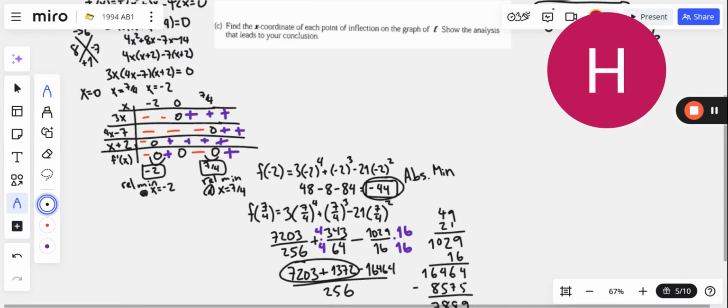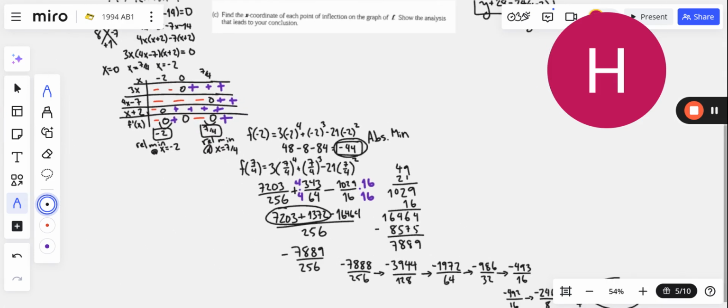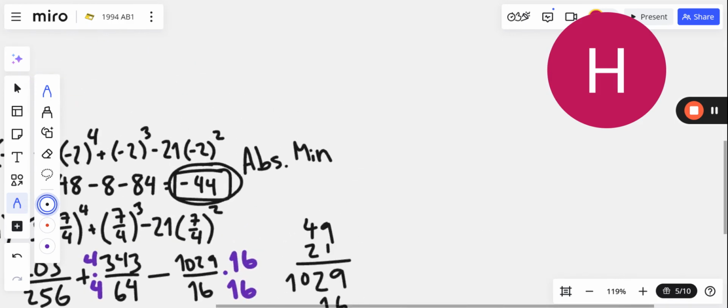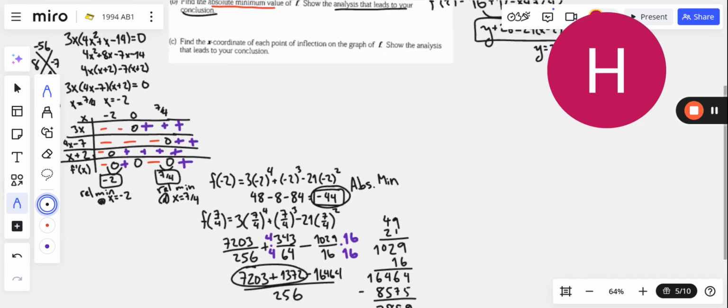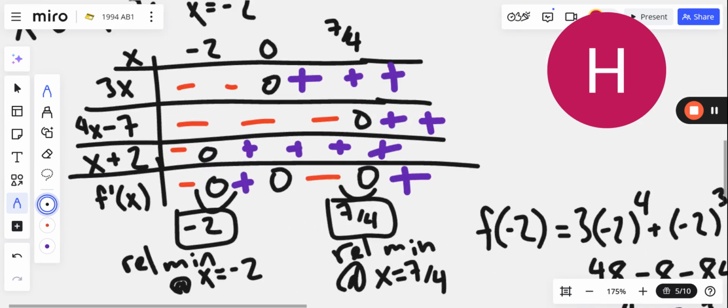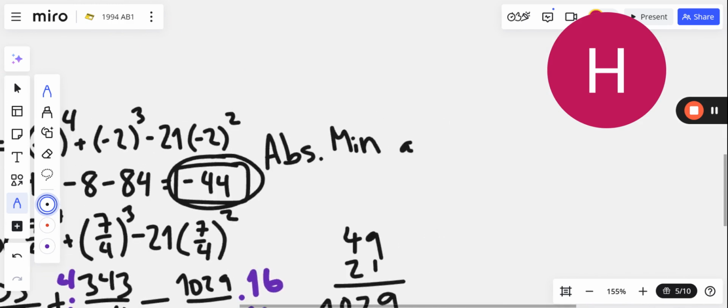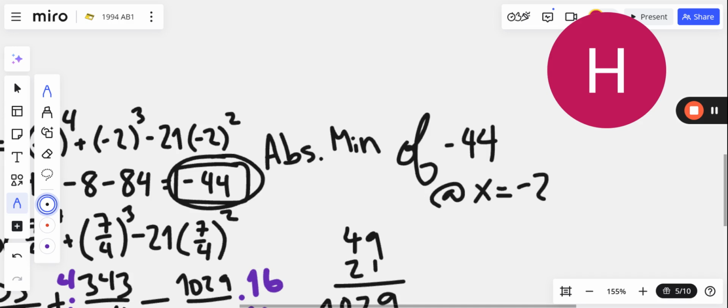And if they want to see the analysis that led to my answer, look at all that, right? Excuse my language, but that's plenty of showing. So the only possible lowest points would be where the minimums happen. That's where the low points happen. So we say absolute minimum of negative 44, and it occurs at x equals negative 2.